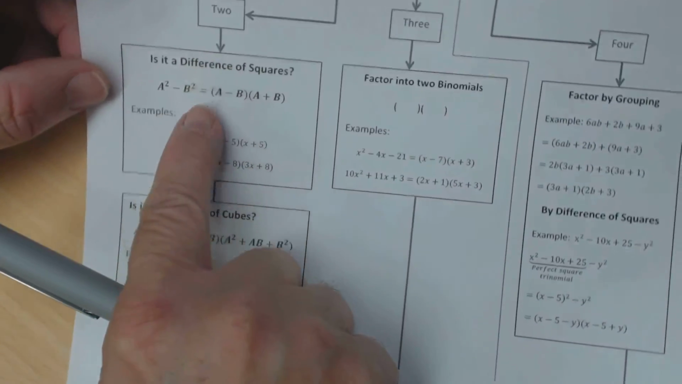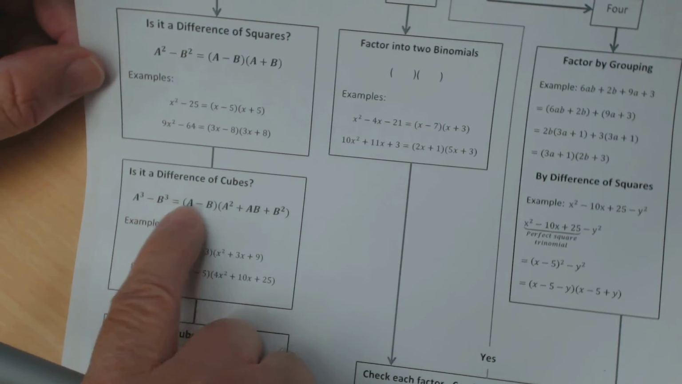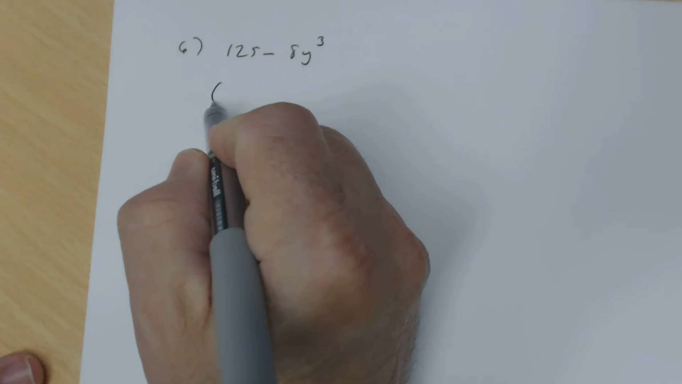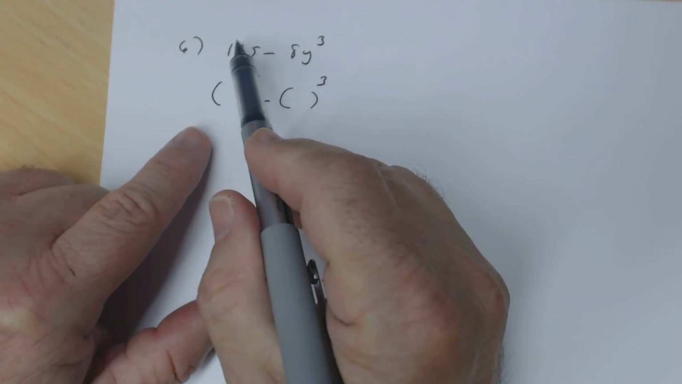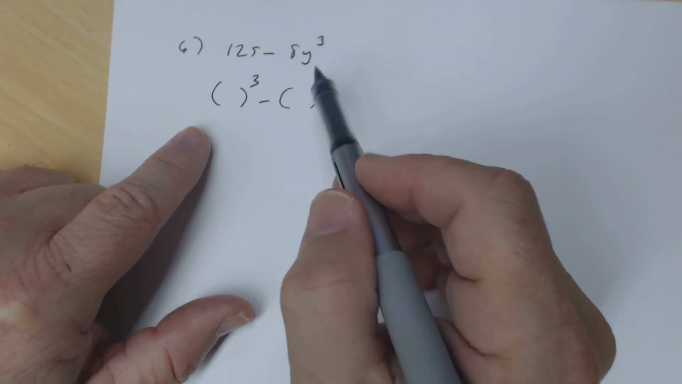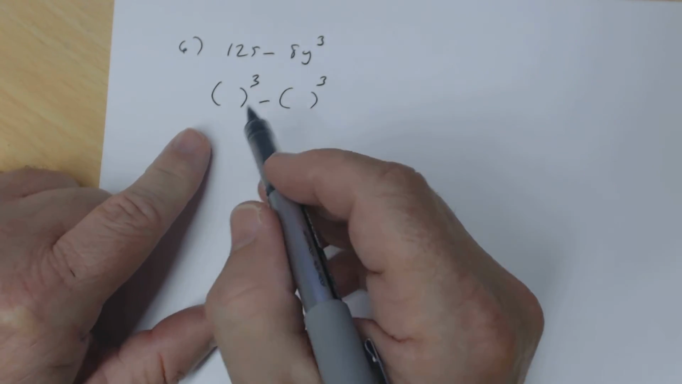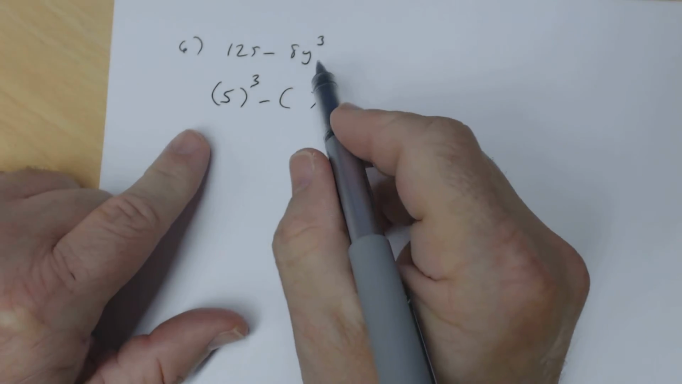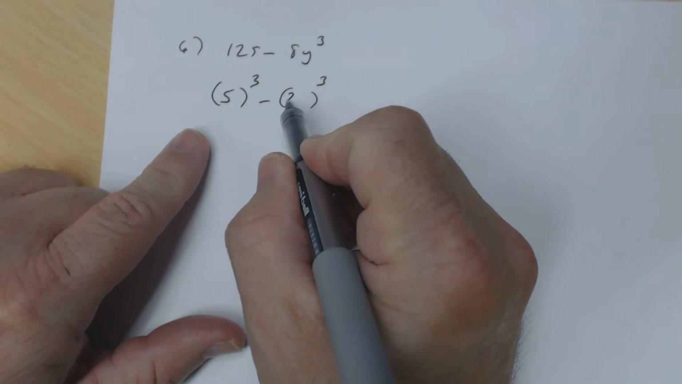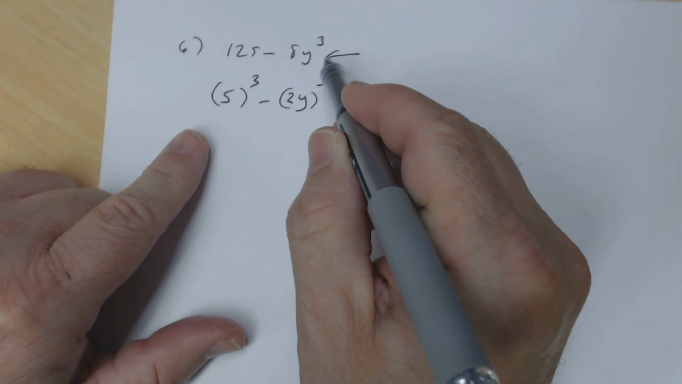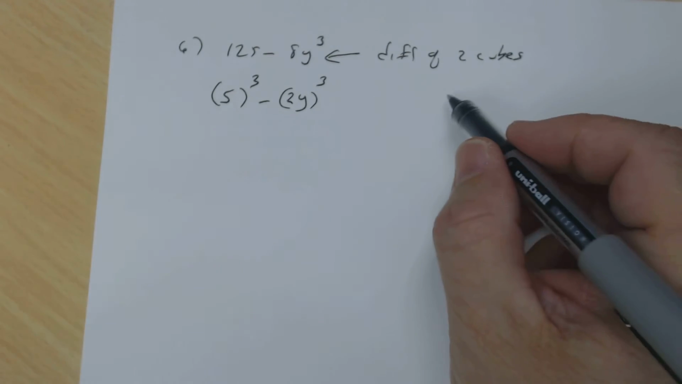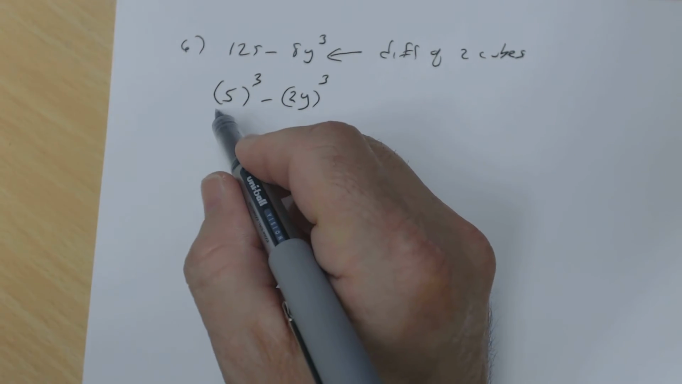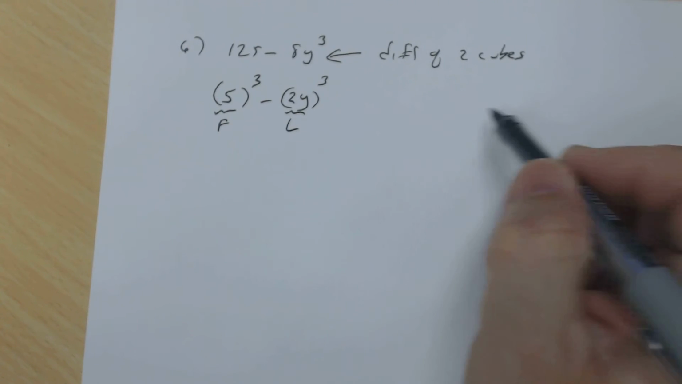So right away, 2 terms. Right away, I want to see if this is the difference of 2 cubes. If it is, that means this right here I can write as something cubed, and this right here I can write as something cubed. So 125 is 5 cubed, and 8y cubed is 2y cubed. So this is the difference of 2 cubes. But remember how you factor the difference of 2 cubes. So remember what we did was we called this F and this L.